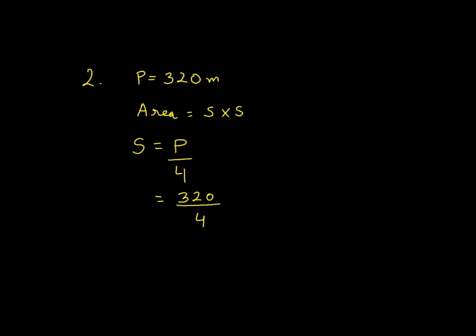320 divided by 4. So here you get the side as 80. So 80 meter is the side of this square. Now we can find its area. Area will be side into side, that is 80 into 80, 6400 square meter. This is the area of this square field.